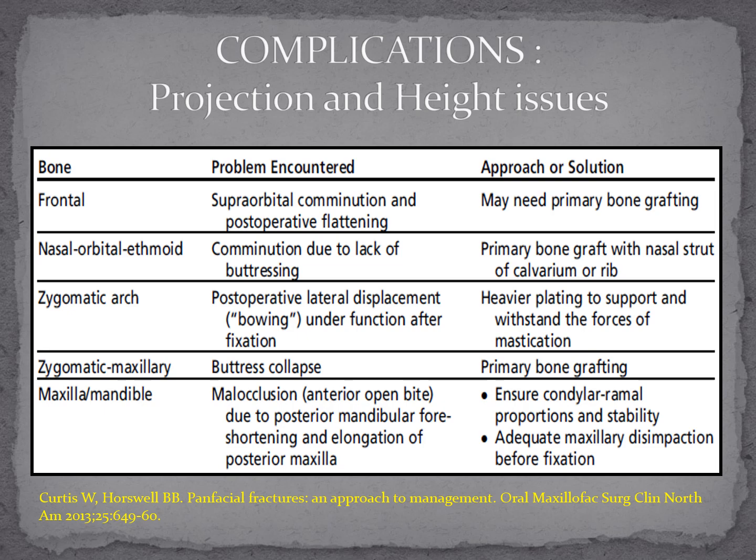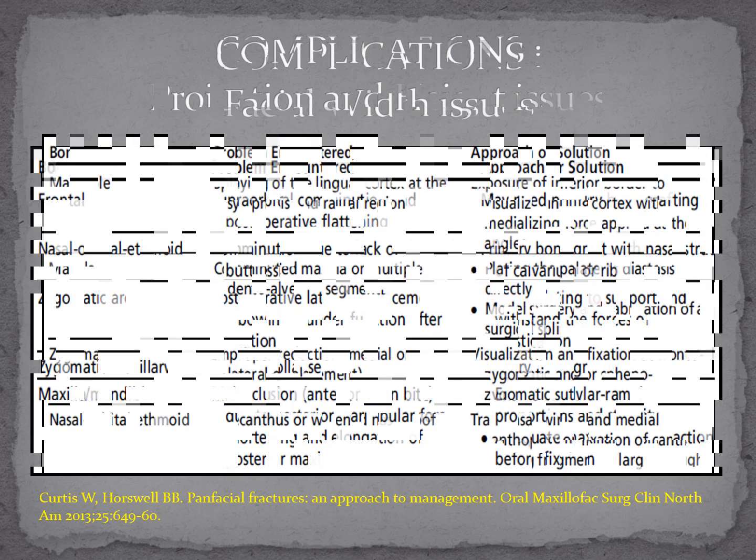Now, in maxillary and mandible, when the alveolar components are involved, it can lead to malocclusion leading to anterior open bite due to posterior mandibular foreshortening or elongation of the posterior maxilla, as we had seen in the CT scan earlier. So we have to ensure that there is a proper condylar ramus proportion and stability, and adequate maxillary disimpaction has been done before fixation.